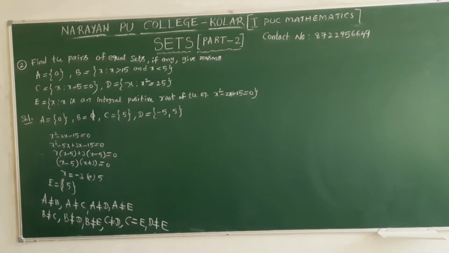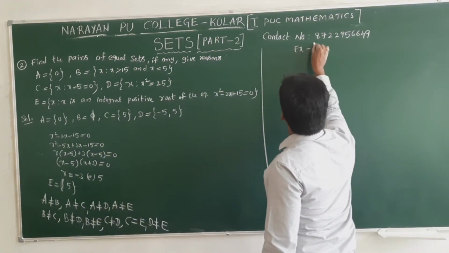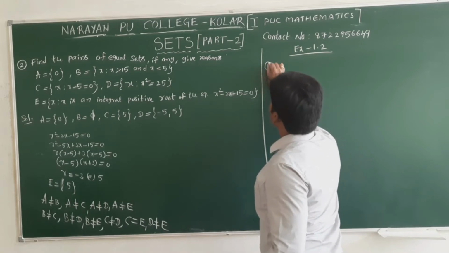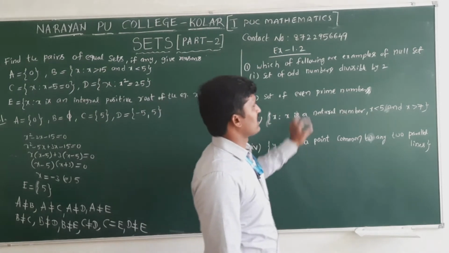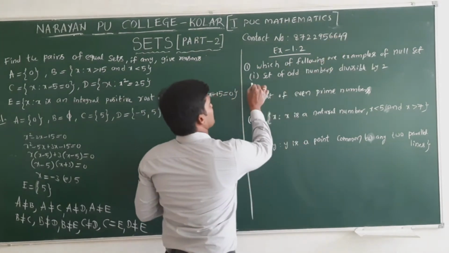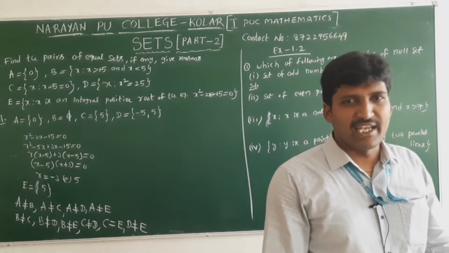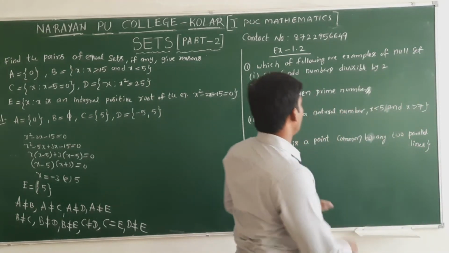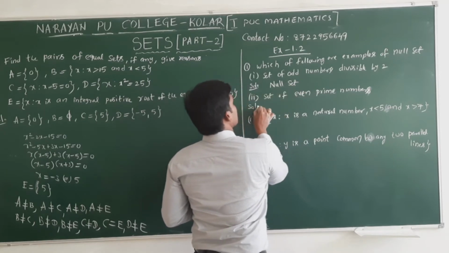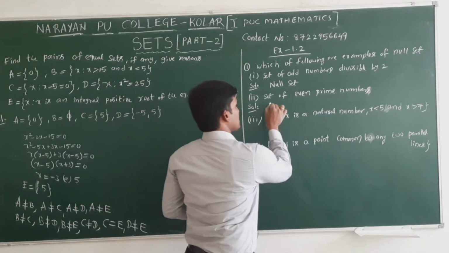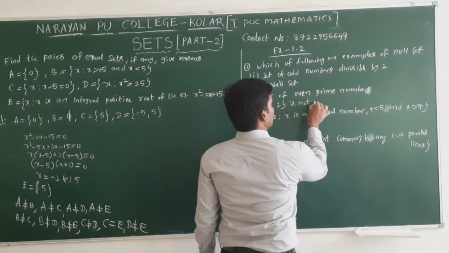Next, coming to exercise 1.2. Which of the following are examples of null set? See in the first question, the set of odd numbers divisible by 2. Any odd number is not divisible by 2. That's why this is clearly a null set. Set of even prime numbers. Yes, the even prime number is only 2. So this is not a null set.